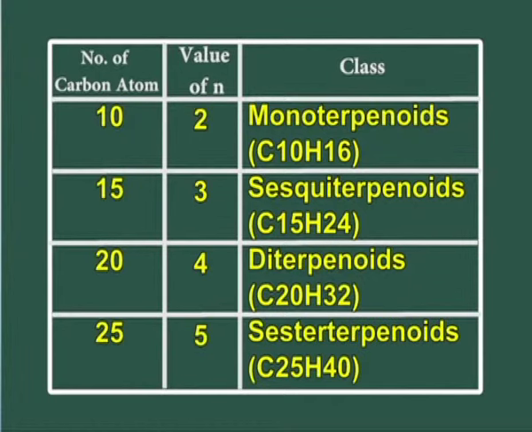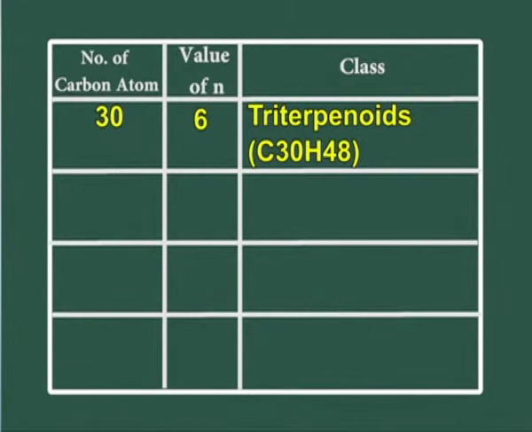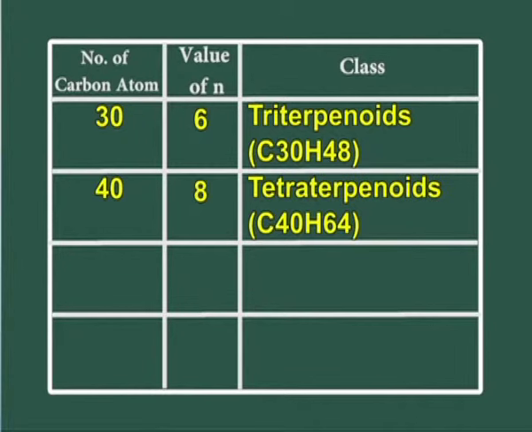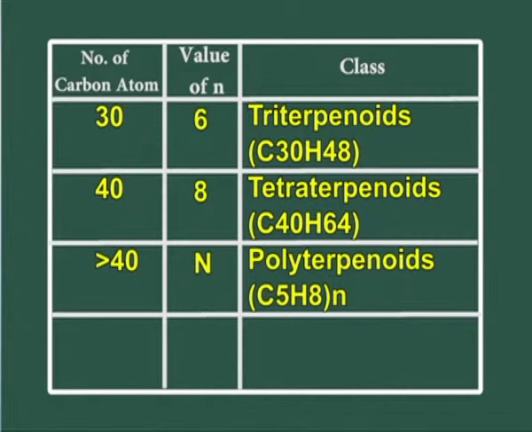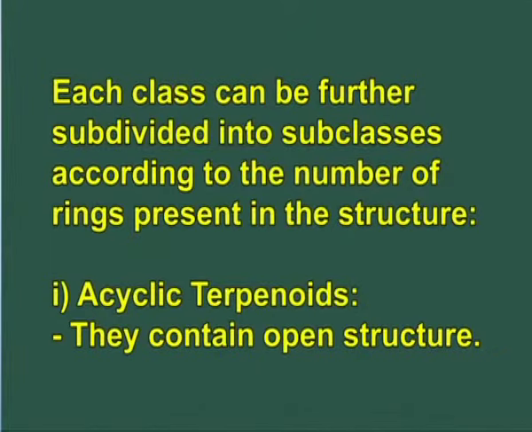Sesterterpenoids contain 25 carbon atoms and 5 units of isoprene. Triterpenoids contain 30 carbon atoms and 6 units of isoprene, while tetraterpenoids contain a total of 40 carbon atoms and 8 units of isoprene, while polyterpenoids contain more than 40 carbon atoms, which is represented by (C5H8)n. Each class can be further subdivided into subclasses according to the number of rings present in the structure.